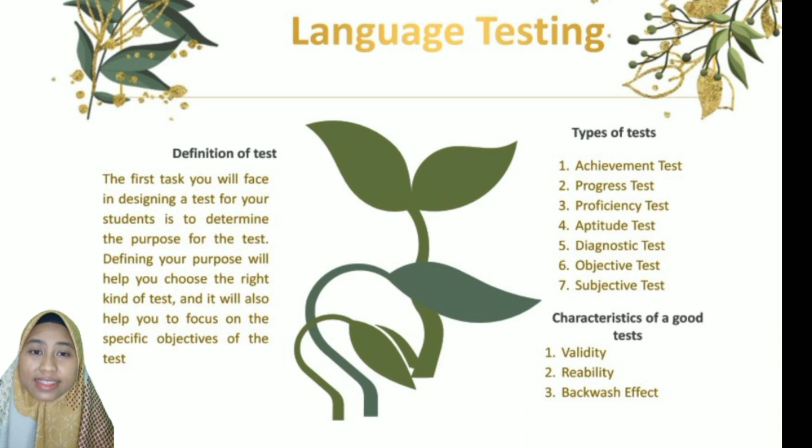Okay, next is types of tests. So there are so many types of tests. First, achievement test. Second, progress test. Third, proficiency test. Fourth, aptitude test. Fifth, diagnostic test. Sixth, objective test. And the last is subjective test. And how about characteristic of a good test? First, validity. Second, reliability. And the last is backward effect.